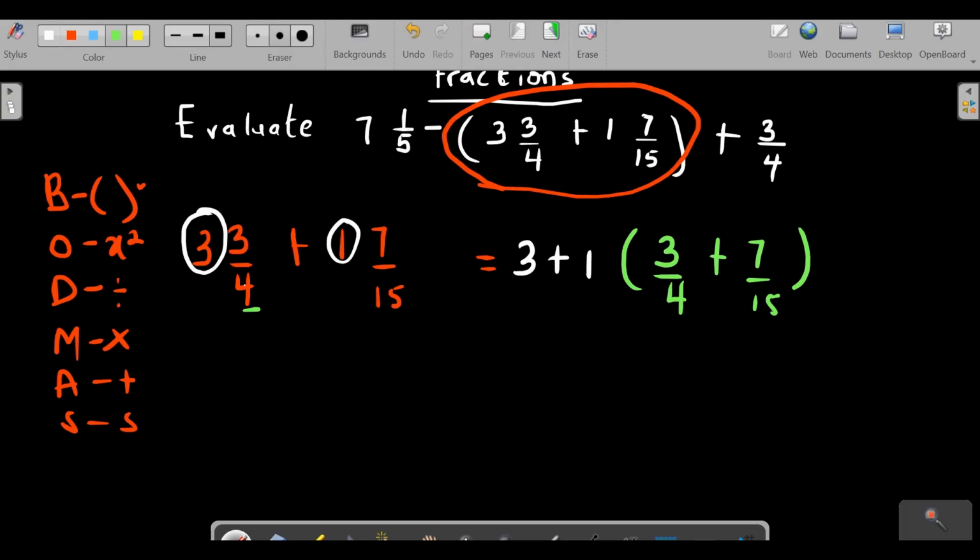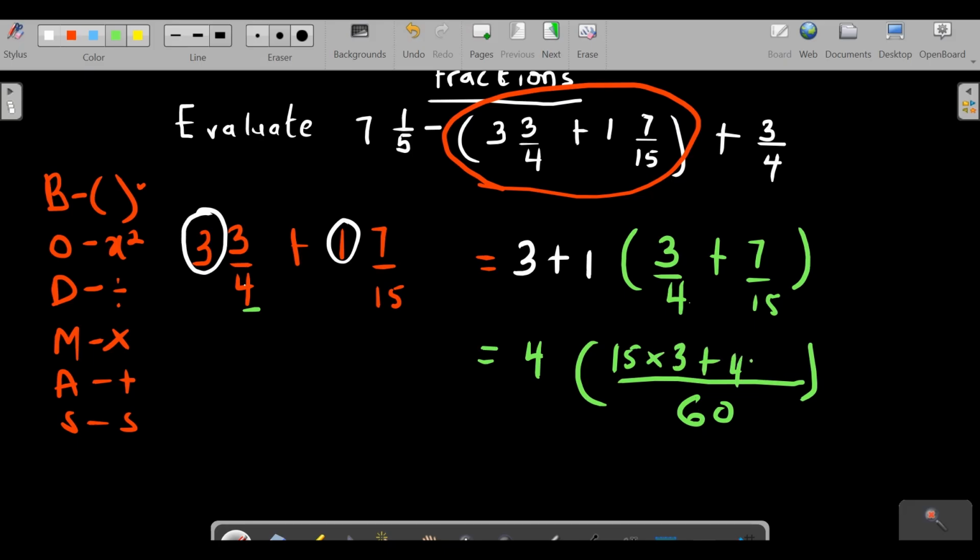So what is 3 plus 1? 3 plus 1 is 4. Then you move to your bracket and look for the LCM. The LCM of 4 and 15 is 60. So you use the 4, which is the denominator of 3/4, to divide 60. 60 divided by 4 is 15. Then you use the 15 to multiply your numerator, which is 3. Then 15 times 3 is 45, and 4 into 60 gives 15, then 60 divided by 15 is 4, that will be 4 times 7.